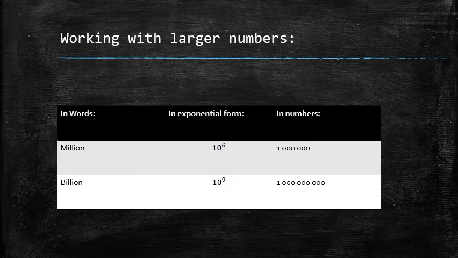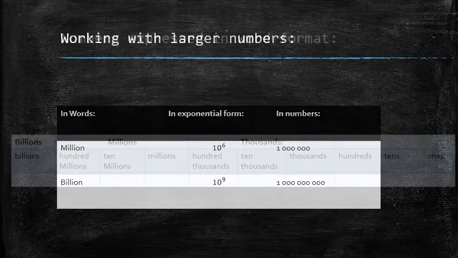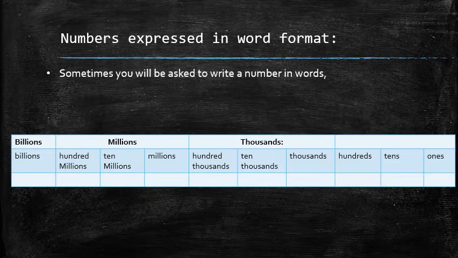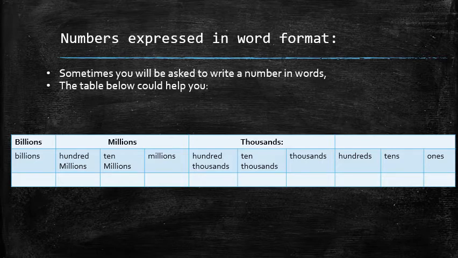When we start working with larger numbers like millions and billions, it's also important for us to remember that a million is 10 to the power of 6, which is a 1 with 6 zeros, and a billion is 10 to the power of 9, which is a 1 and 9 zeros. So sometimes in a test or an exam, you will be asked to write a number in words, and then a table like this could help you.